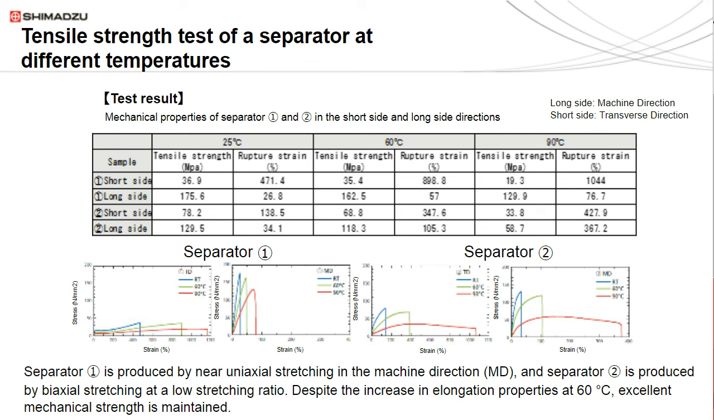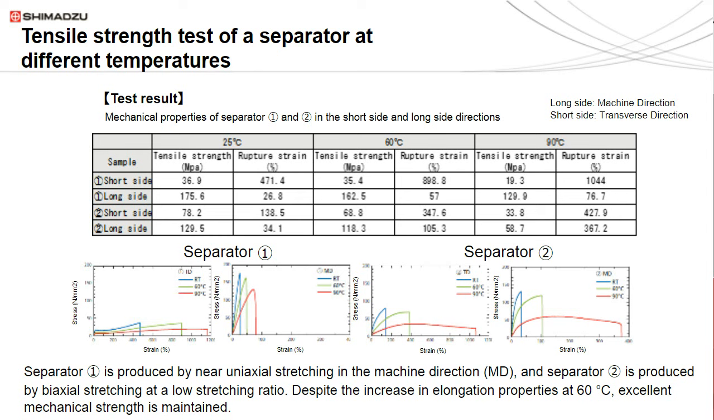The stretching produces alignment within the polymer that tends to increase the strength and stiffness in the machine direction. So the first thing I'll point out is that both separators showed significant differences when tested in the transverse and machine direction. The difference is much larger for separator 1 than for separator 2, indicating that separator 2 may have been manufactured in a biaxial stretching method.